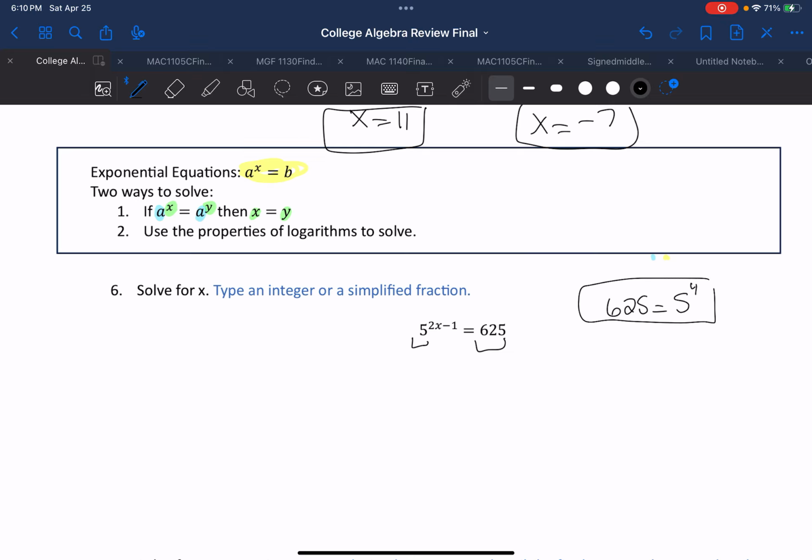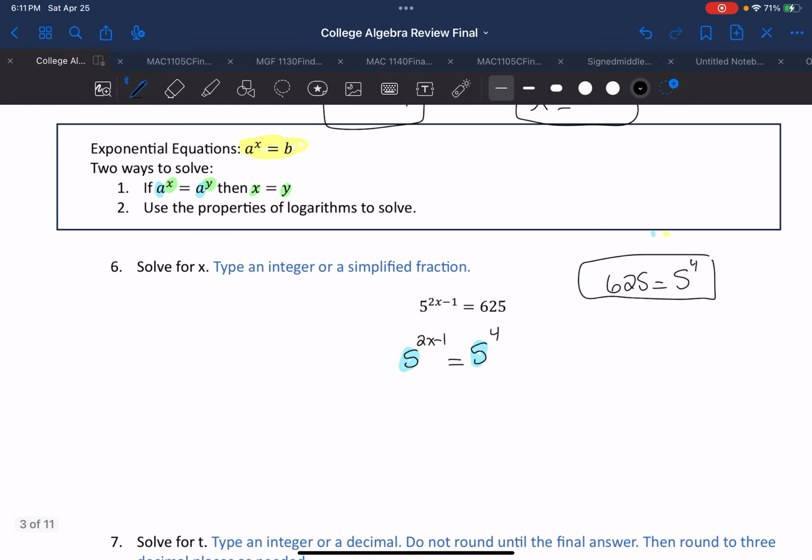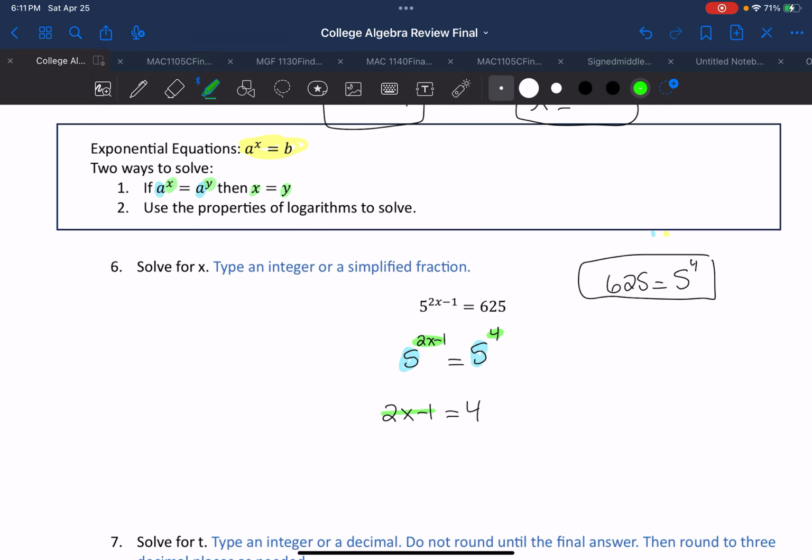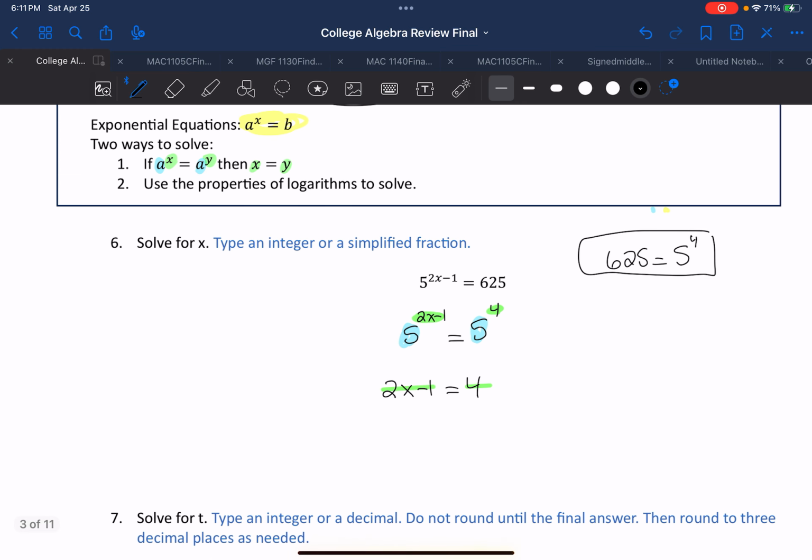I'm just writing this over here. So I'm going to rewrite this equation as 5 to the 2x minus 1 power equals 5 to the 4th power. And now I've gotten the bases to be the same. So I can cancel the bases and just set the exponents equal to each other. Just 2x minus 1 equals 4. Just like that property up there says. And then I would just solve this equation from there.